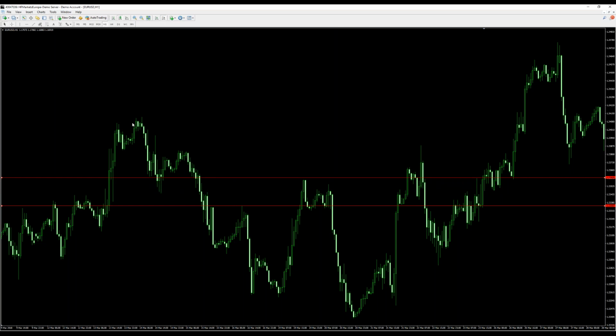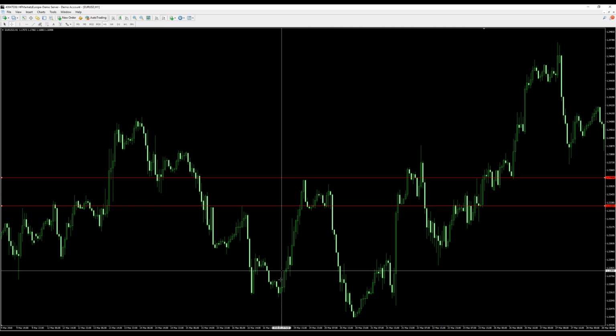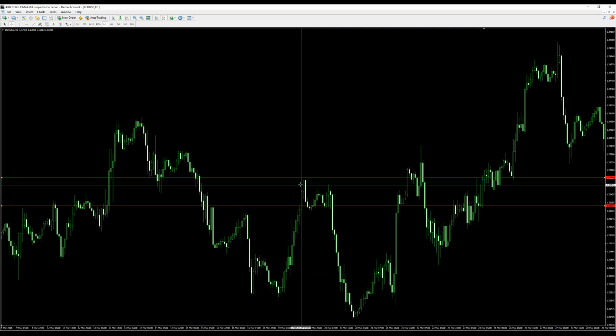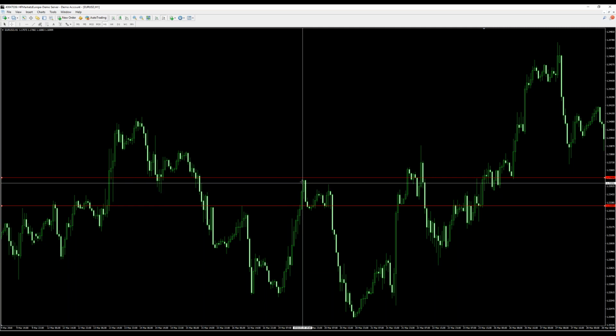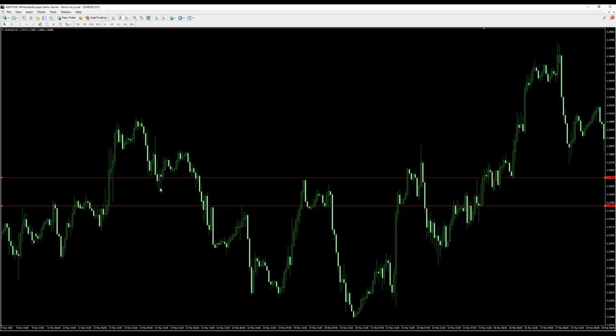sense. Okay, so you have a drop here, you have wicks at this point, and here you have price coming up, and also in the same region, you know, the price bounced down.